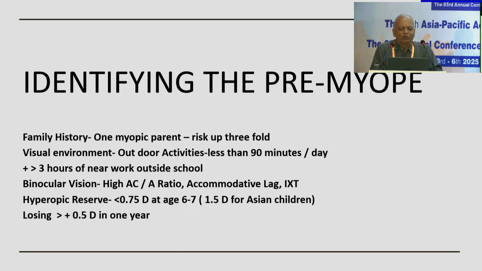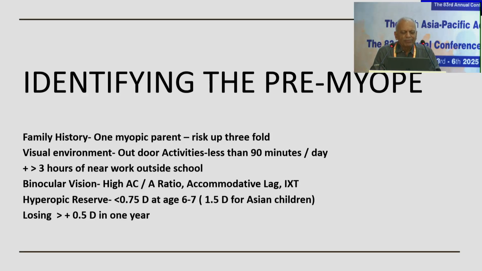Now, identifying the pre-myopes. Family history is important. With one myopic parent the risk is threefold, and if both are myopic, the risk increases exponentially. Visual environment: less outdoor activity, less than 90 minutes per day, is a risk factor. In the same way, near work, if it is more than 3 hours per day outside school time. So these two factors, outdoor activities and near work, are most important. As I was saying initially, we came from the ocean, so we are programmed accordingly. Binocular vision factors like high AC/A ratio, accommodative lag and exotropia are also important to look into, because a good number of exotropes are found to become myopes as they grow older.